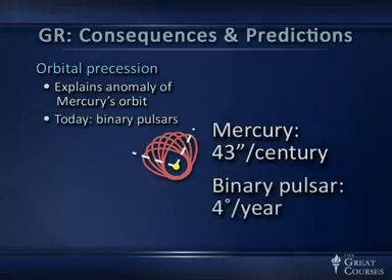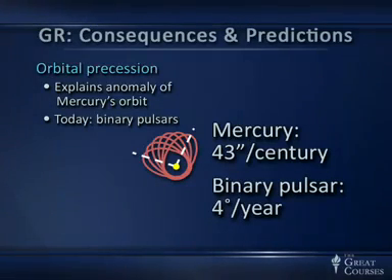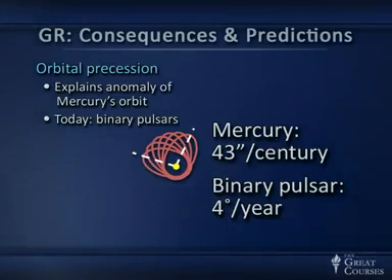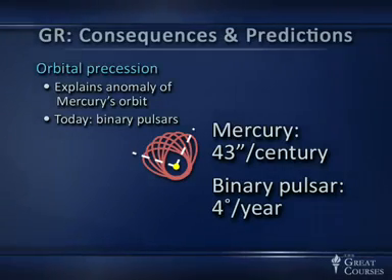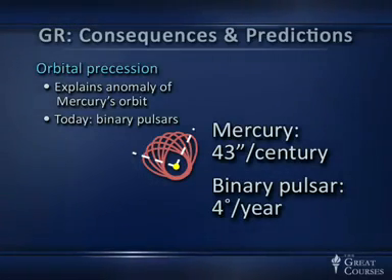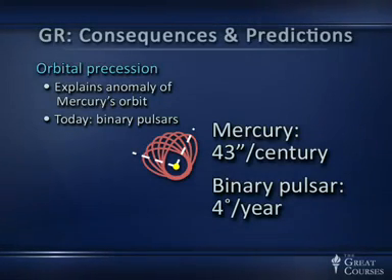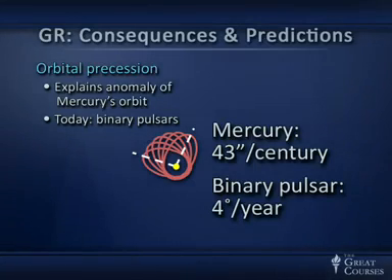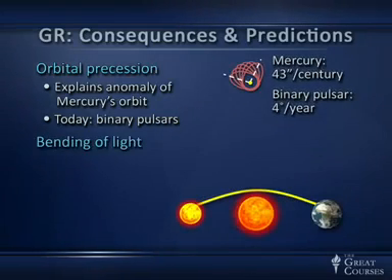Today, we have binary pulsars, which are very collapsed stars consisting basically of huge balls of neutrons a few miles in diameter with a mass as much as that of the sun or more, and they're in very tight orbits around each other, and gravity is very strong. Binary pulsars typically will precess at several degrees per year, and that's very easy for us to measure astrophysically. So orbital precession is one consequence and prediction of general relativity, confirmed by Mercury's anomalous orbit, and today used to explain the orbits of massive objects in very tight orbits, where the precession is quite common, quite easy to observe, quite large.